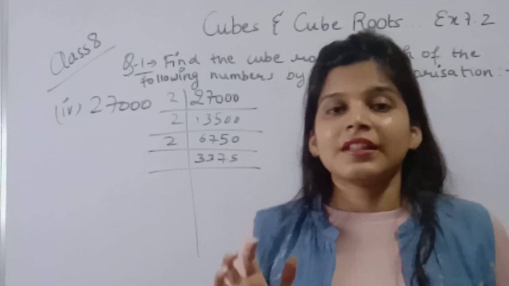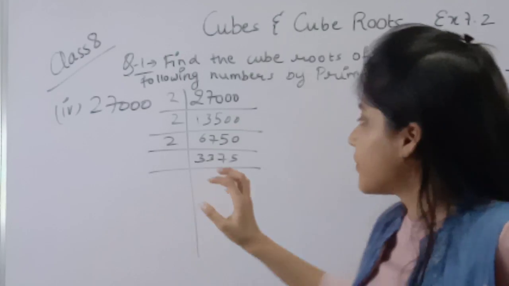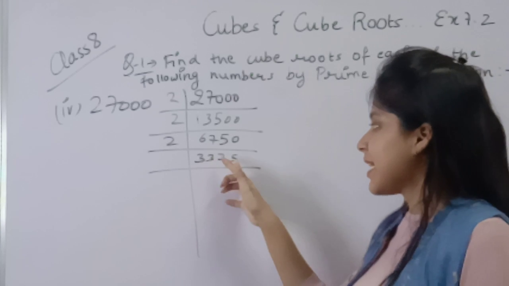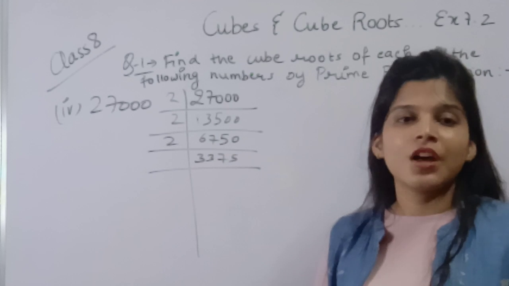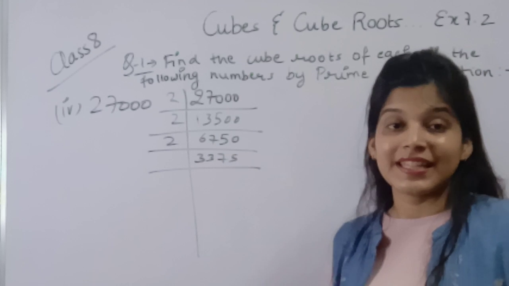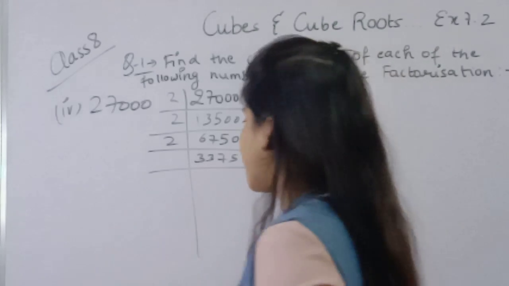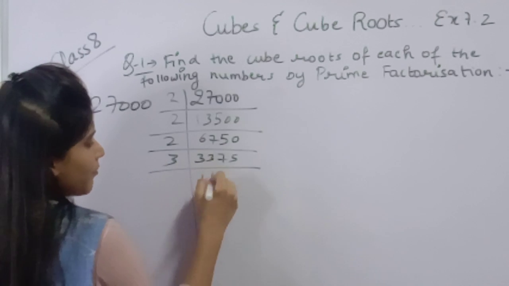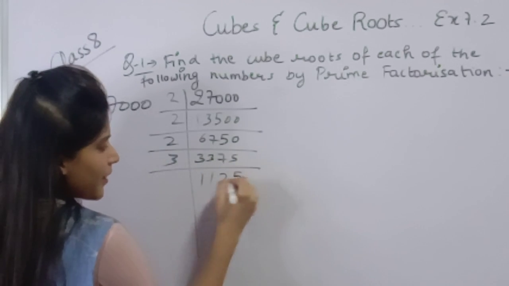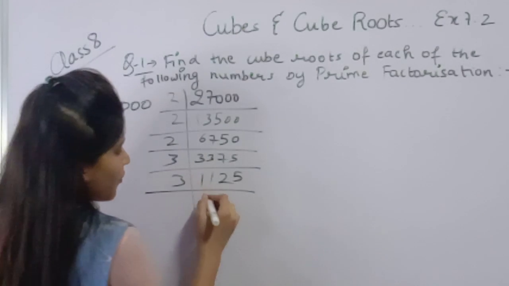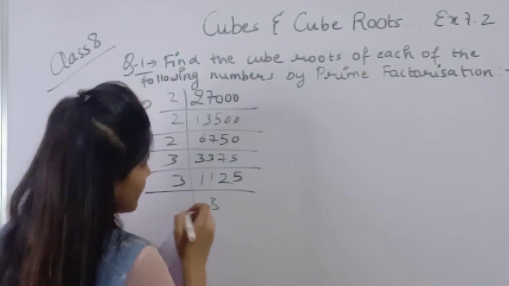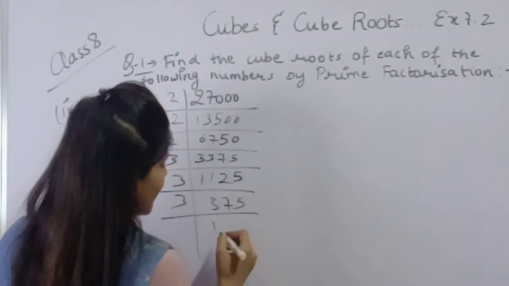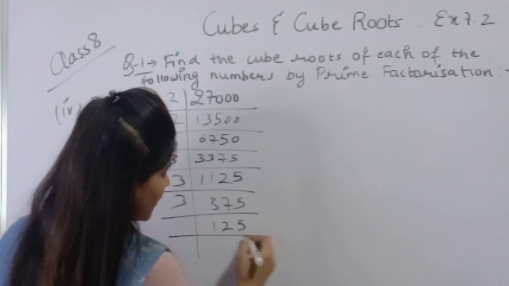This is not a multiple of 2 anymore. So we will check whether this number is a multiple of 3 or not. 3 plus 3 is 6 and 7 plus 5 is 12 and 12 plus 6 is 18, and 18 is a multiple of 3. So it means that this number is also a multiple of 3. 3 ones are 3, 3 twos are 6, 3 fives are 15. Again 3 threes are 9, 3 sevens are 21 and 3 fives are 15. Again 3 ones are 3, 3 twos are 6, 3 fives are 15.